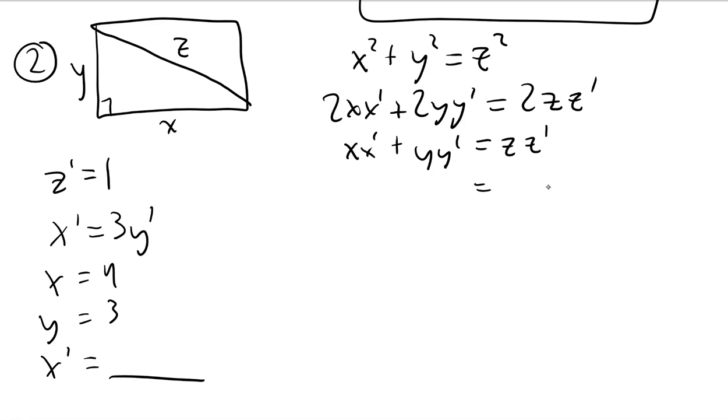Okay, so z prime is 1. Z, I don't know that yet. Y is 3. Y prime, I don't know that one yet. X is 4, and x prime is what I'm searching for, so of course that's going to be there.